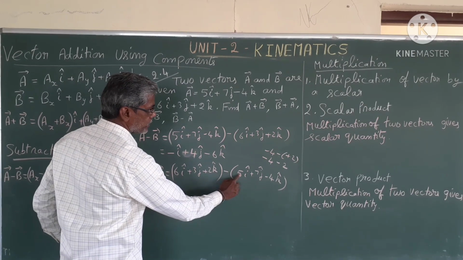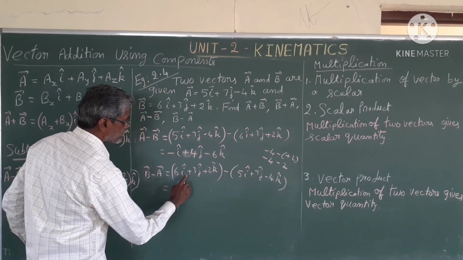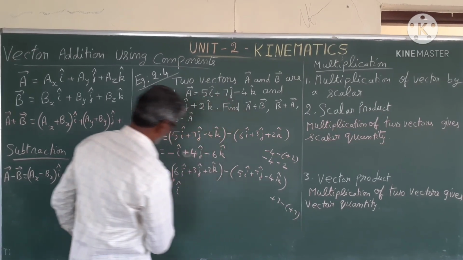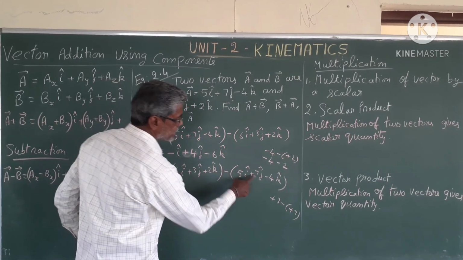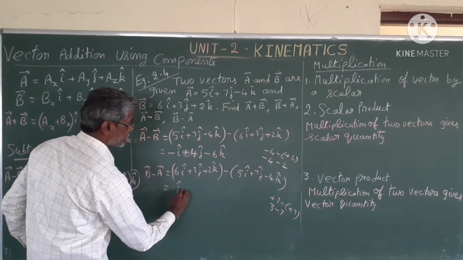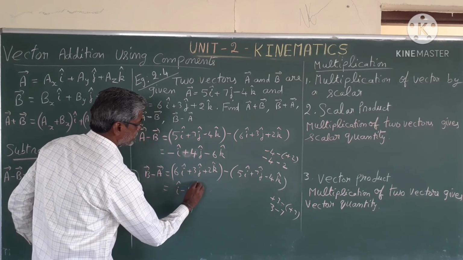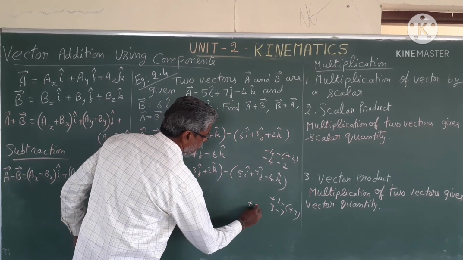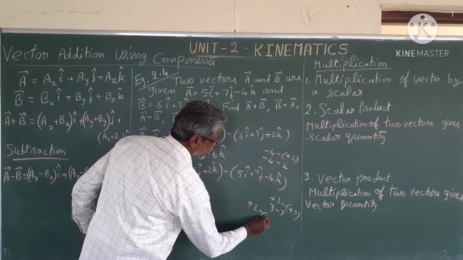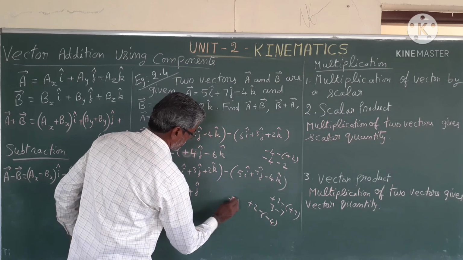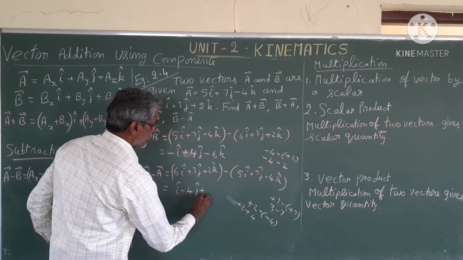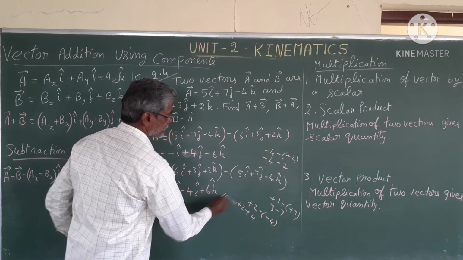6 minus 5, so 1. So i vector, plus 3 minus of plus 7, plus 3 minus of plus 7. So 3, this minus into plus minus, it becomes minus 4. So minus 4j. Next, plus 2 minus of minus. So minus into minus, I can write like this. Minus of minus 4. So plus 2, minus into minus, plus 4. So it becomes plus 6a.